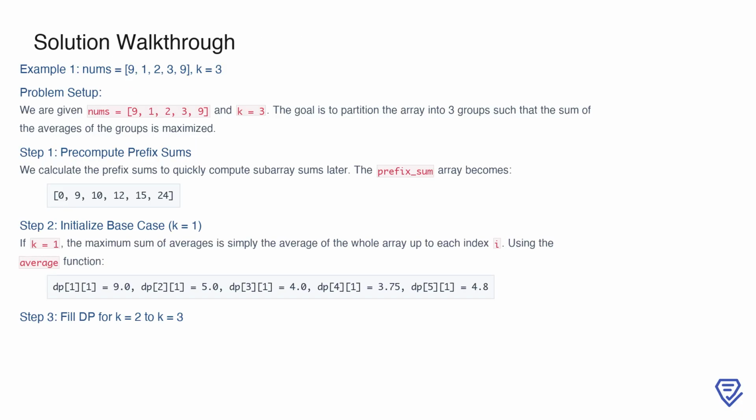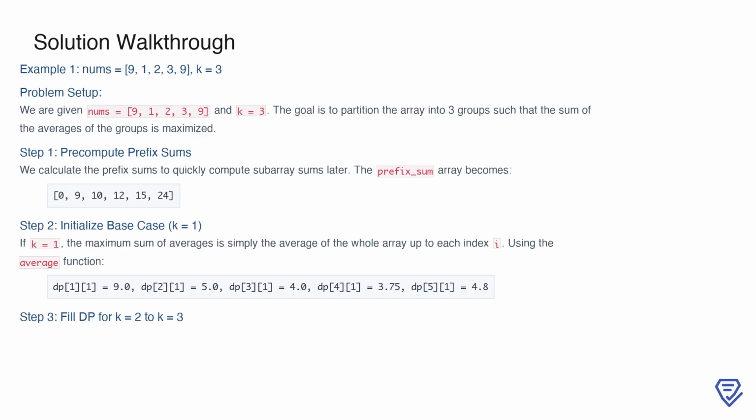We start with the problem setup for the given example where nums is 9, 1, 2, 3, 9, and k equals 3. Our goal is to partition this array into 3 groups in a way that maximizes the sum of the averages of these groups. The first step in solving this is to pre-compute the prefix sums, which allows us to quickly calculate the sum of any subarray. For this example, the prefix sum array becomes 0, 9, 10, 12, 15, 24.